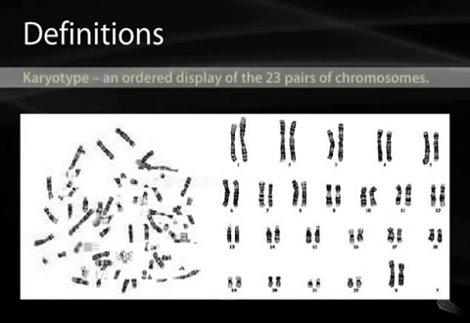Now another vocabulary term, karyotype. If we take all of these chromosomes that are in mitotic phase and we order them, we pair them up into the chromosome pairs, the homologous pairs, then we see what we call a karyotype. And here we have a classic example of a karyotype. We see chromosomes 1 through 22, the homologous pairs, and then we see a pair of X's. So this would be a karyotype for a female.